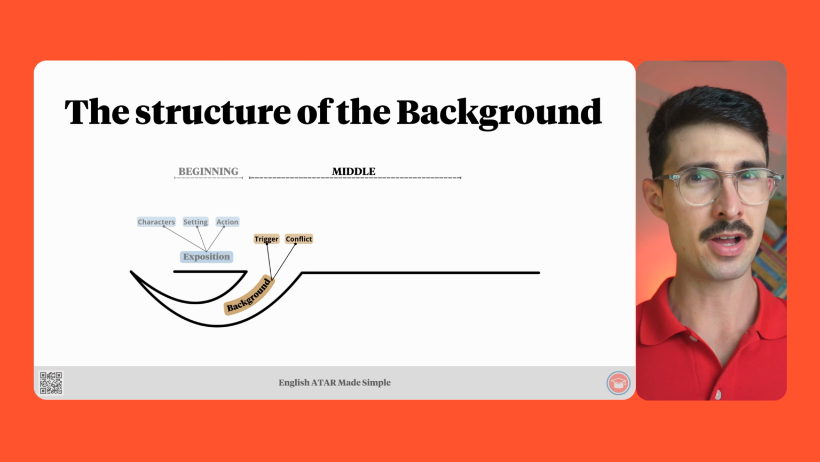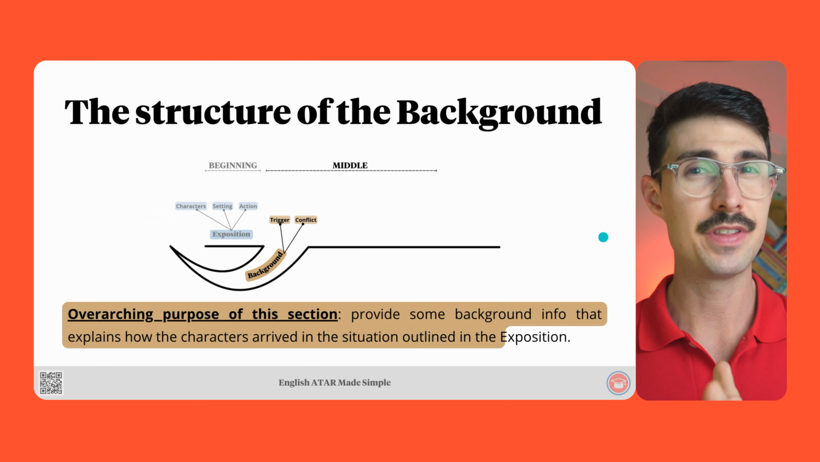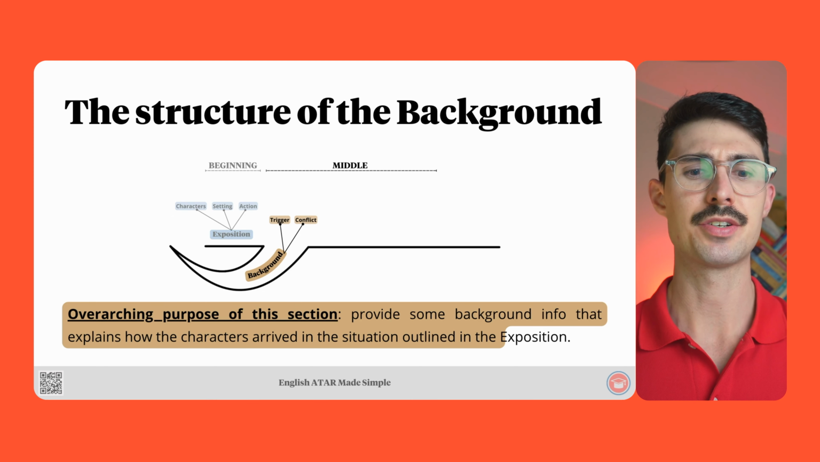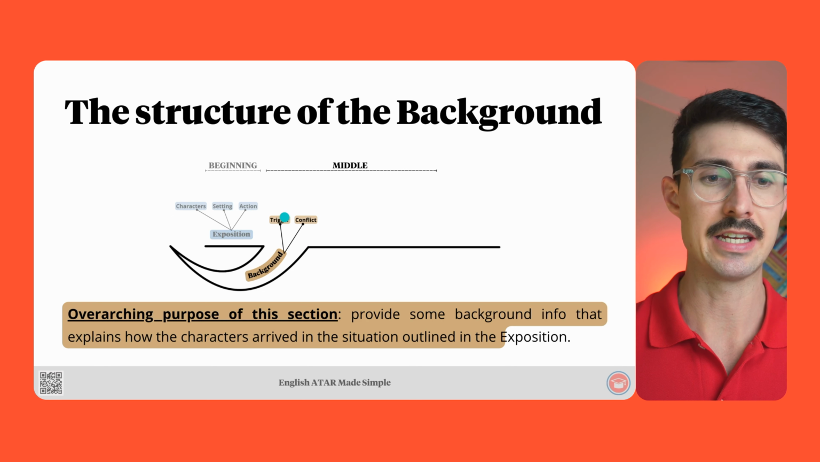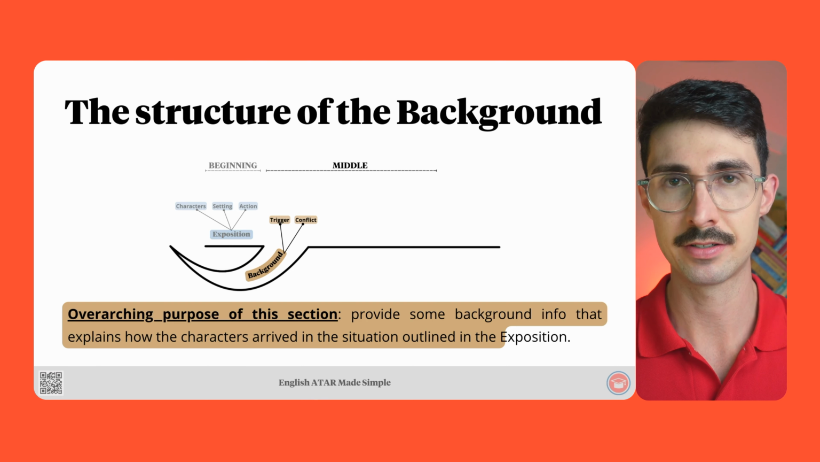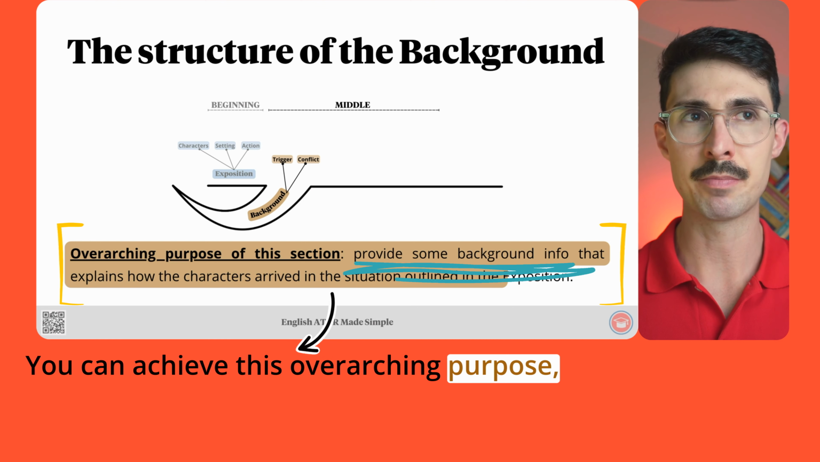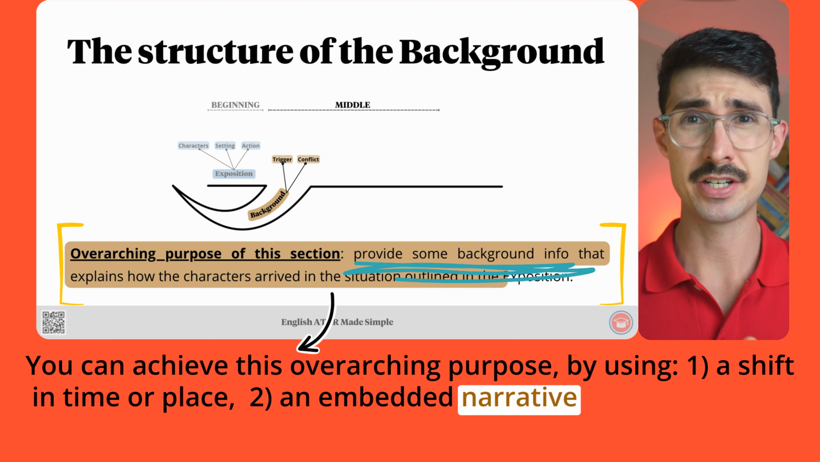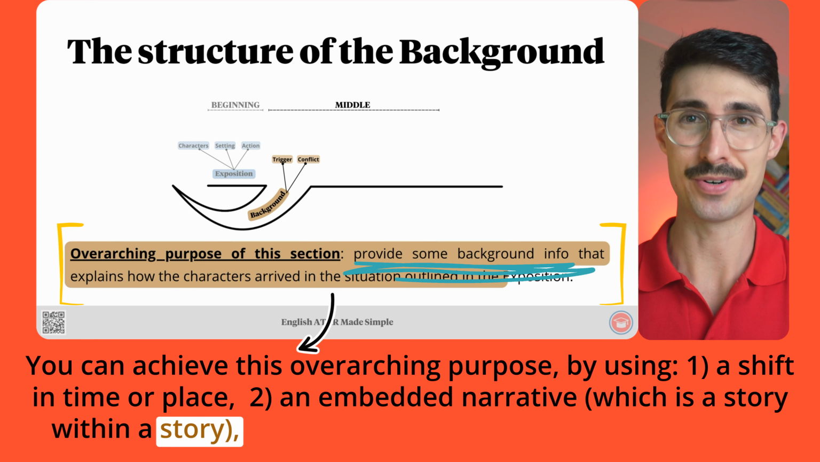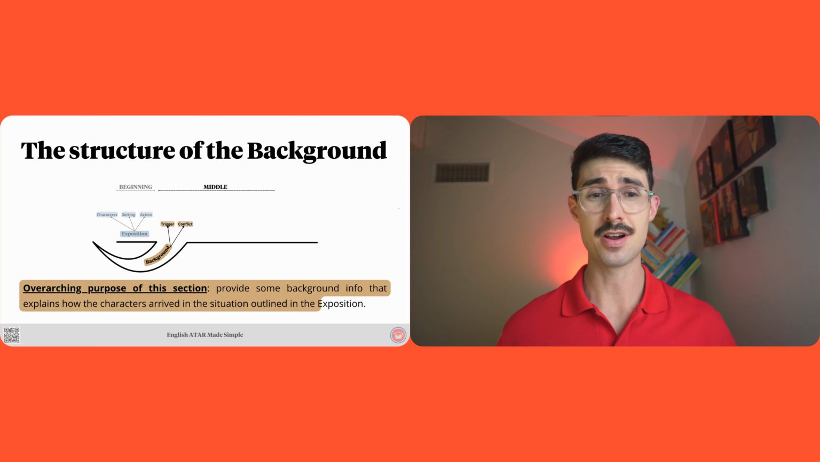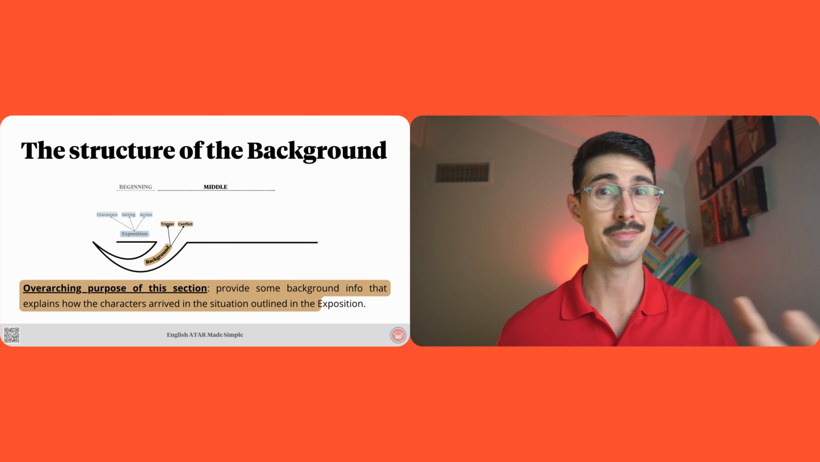Bear in mind, the overarching purpose of this section is to provide some background info that explains how the characters arrived in the situation outlined in the exposition, which is the section that comes before the background. You can achieve this overarching purpose by using a shift in time or place, an embedded narrative, which is a story within a story, character recollection, and/or dialogue. That is the structure of the background section of the middle part of our story.